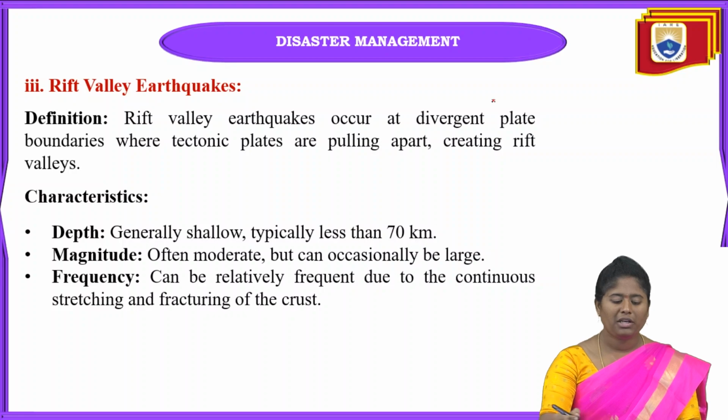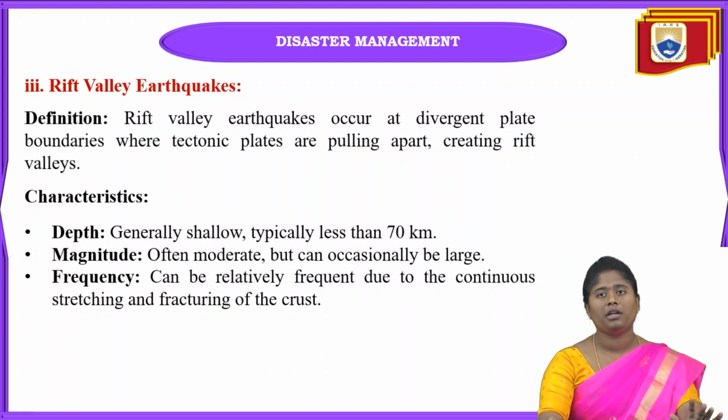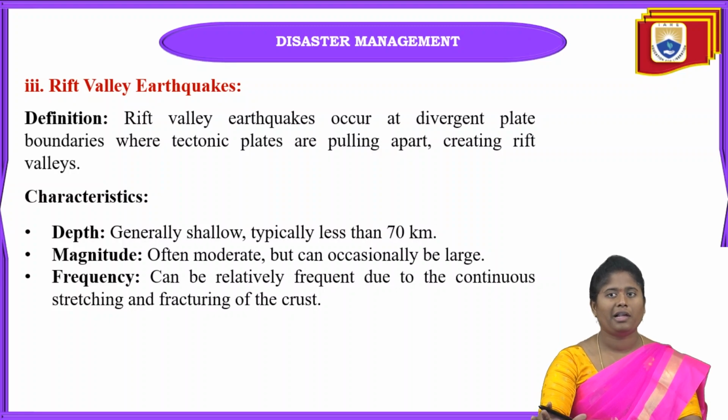Mainly, what are the characteristics of this one? It occurs in the shallow crust only, not deep. Overall, the depth is less than 70 kilometers. Now we can observe the different types of earthquakes. We can say that a subduction zone earthquake is very huge, and both very deep and shallow, when compared to these earthquakes.